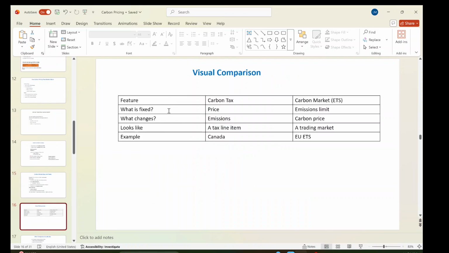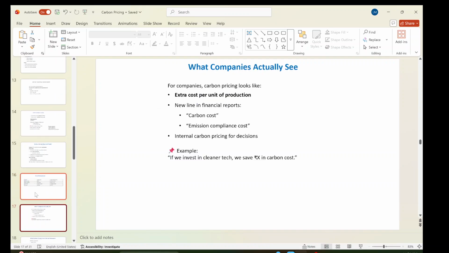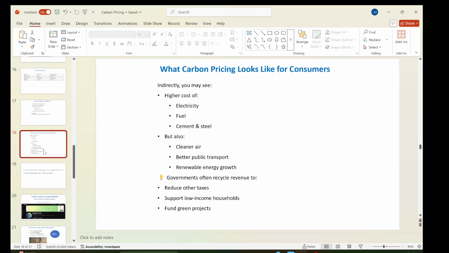We also compared these things, and what carbon pricing looks like for consumers. So please go through it again. I will share the link in the description box.